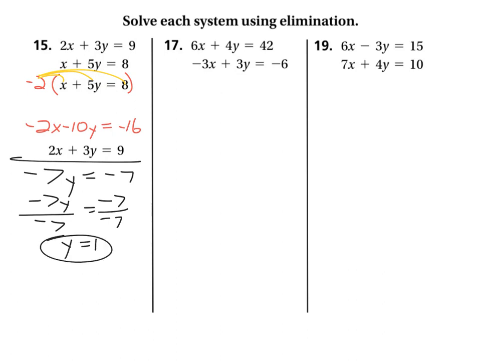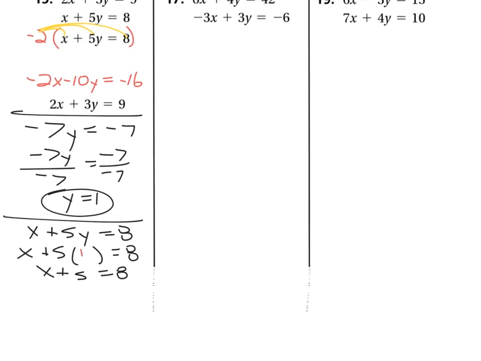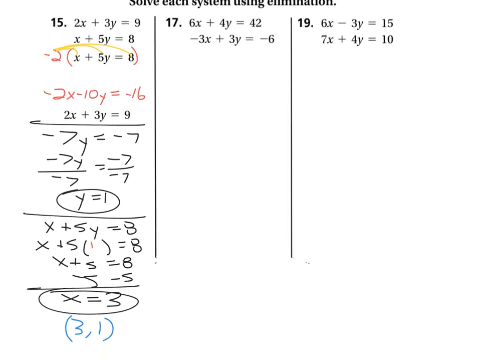Y equals 1. Sweet. And now I'm going to go back to one of my original equations and solve for x. So I'm going to use the original equation, x plus 5y equals 8. And I'm going to say x plus 5 parentheses 1, this we solved for y, equals 8. Or x plus 5 equals 8, which, by the way, if we subtract 5 from both sides, we get x equals 3. And there is our ordered pair, 3, 1. Okay?